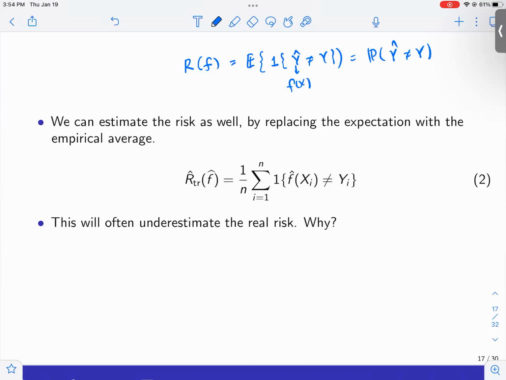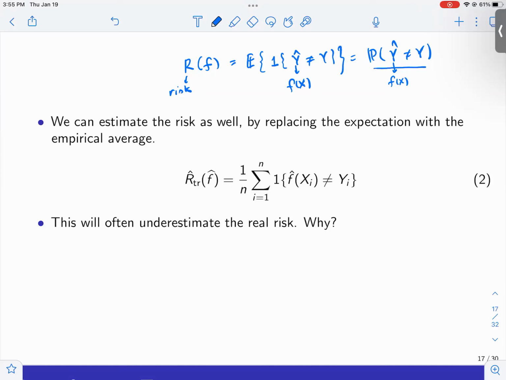For a classifier, I have a rule, I apply it to a generic random x, and then compare it with the generic y. My loss here is the 0-1 loss. So that's the risk: the probability of misclassifying. Again, f of x. That's, let's say, the true risk, sometimes called generalization error. I'll get to that. This is what we want, but we don't know the distribution.